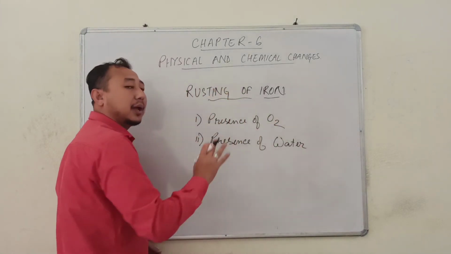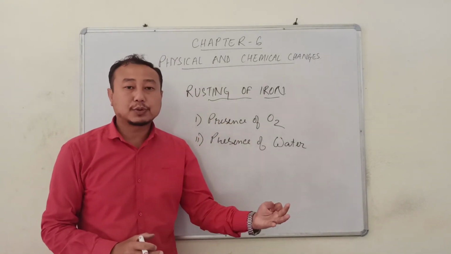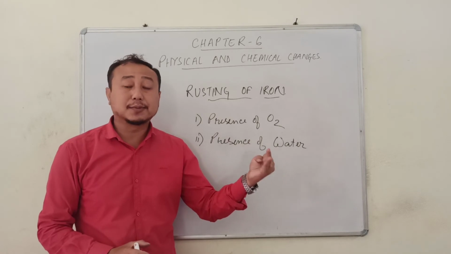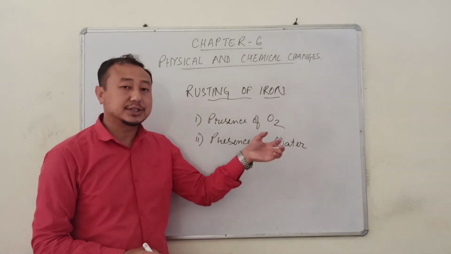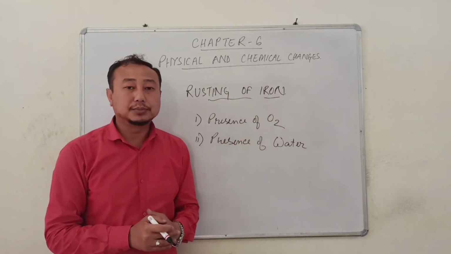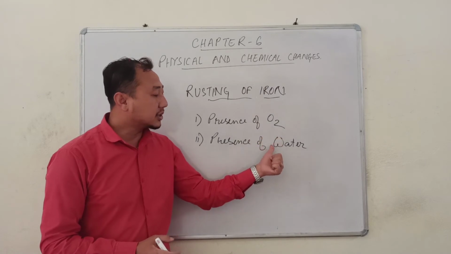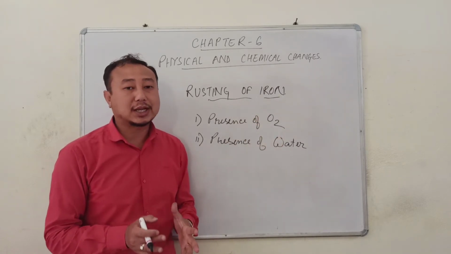This water can be in any form. It can be in the form of ice, it can be in the form of liquid water, or it can be in the form of steam, which is the gaseous form of water. So when these two substances are present together at the same time, the rusting process will occur. If one of these substances is not present, then the process of rusting will not take place.